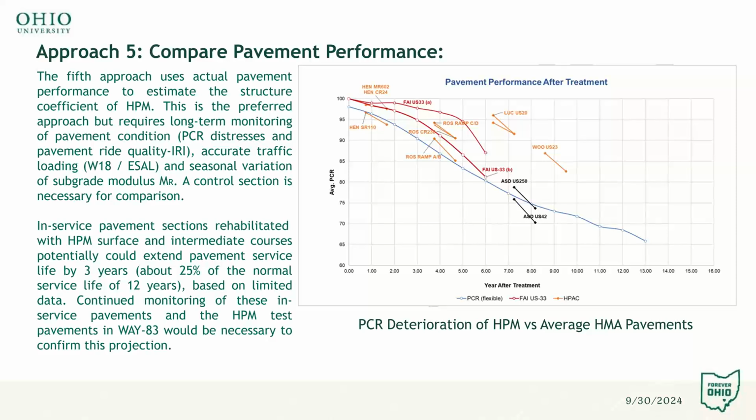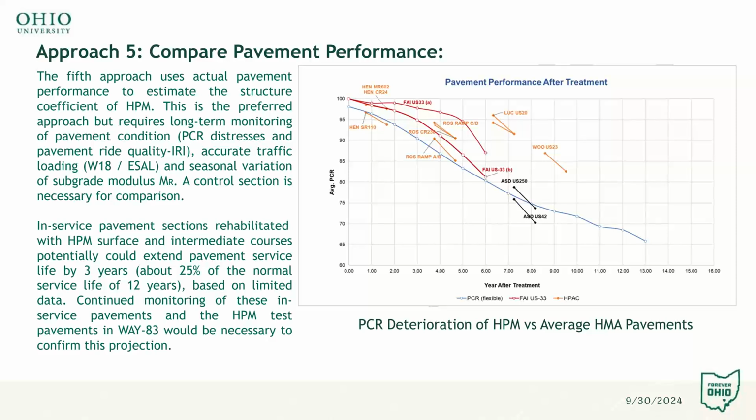So in surface pavement sections rehabilitated with high polymer mix surface intermediate courses, potentially could extend pavement surface life. Now this is an overall result. I already jumped into the conclusion on the lower left, but if you look at the right-hand side figure here, the orange and the black were existing pavements with the high polymer surface intermediate course.